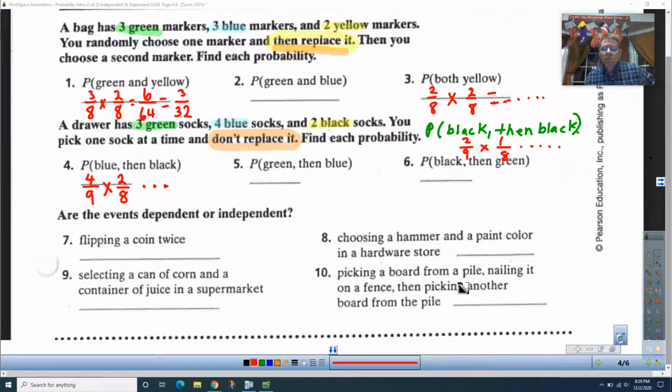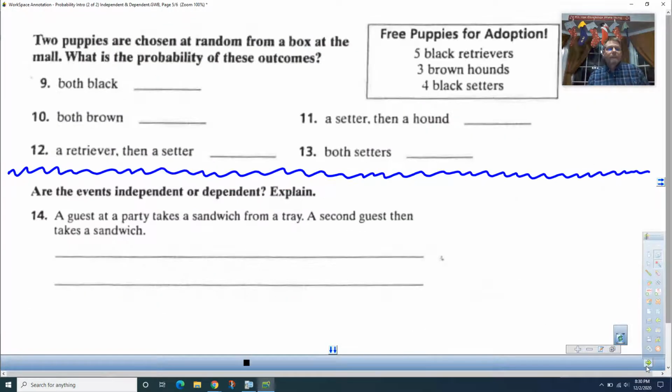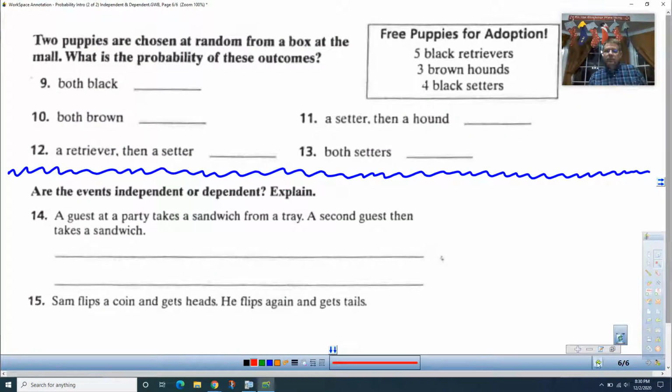Then picking a board from a pile, nailing it to a fence, then picking another board from the pile. So if I got a bunch of boards here, when I pick up the board, do I put it back? No, I'm nailing it. So that's without replacement. And we said what that means earlier.